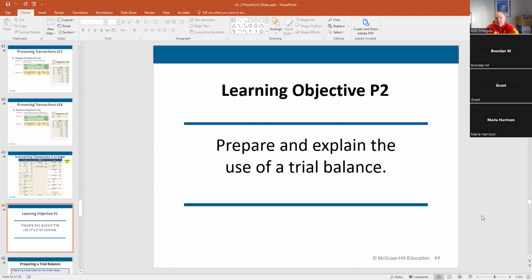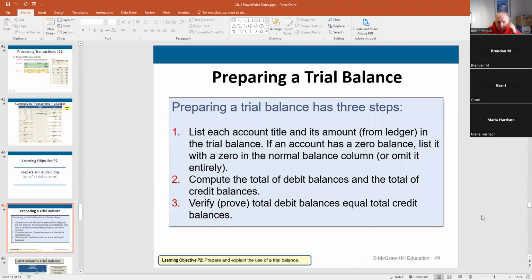And we're going to do it with the starting help of a trial balance. A trial balance. What's a trial balance? Trial balance is 3 steps. You simply list each account title and its amount. If the account has a 0 balance, you typically omit it. Okay? You just list each account that has a balance in the proper order. You add up the debits and credits and make sure they equal, as they should. That's all the trial balance really does for us. It's just a proof that debits equal credits.